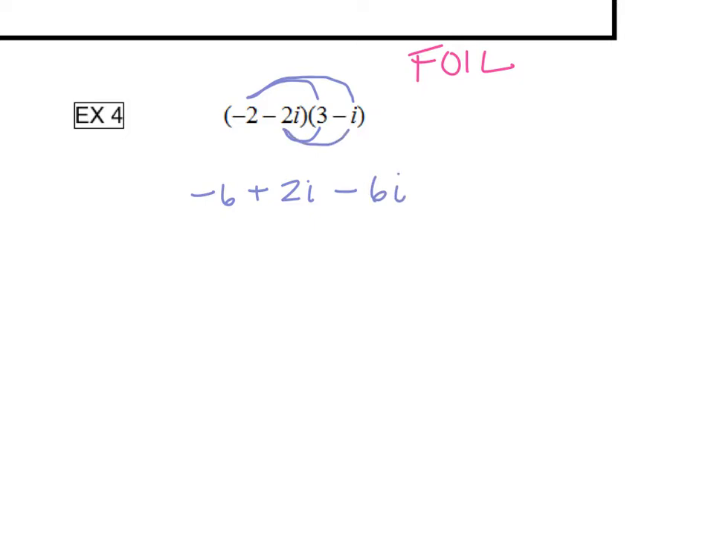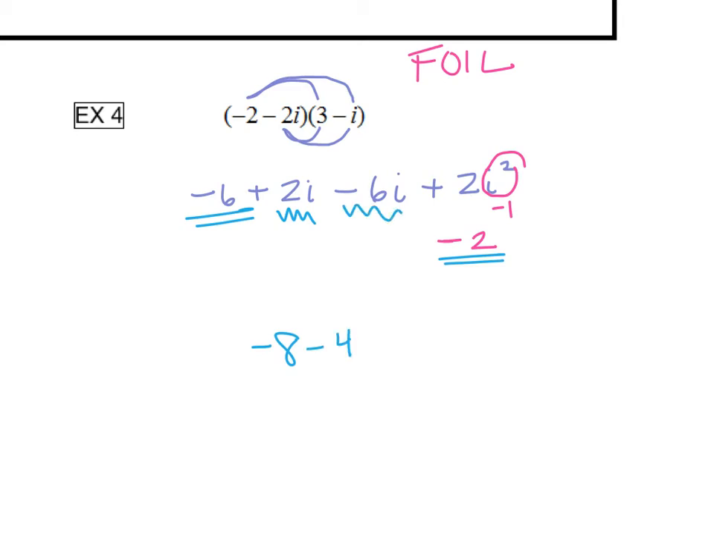And negative 2i times a negative i, well, first the negative times negative is positive, and then 2i times i is 2i squared. All right, so we have i squared, which is negative 1. And 2 times negative 1, this actually is a negative 2 on the end. So we have some like terms that we can combine. Negative 6, negative 2. I always combine those real numbers first as negative 8. And then you have a 2i minus a 6i, which is a negative 4i.